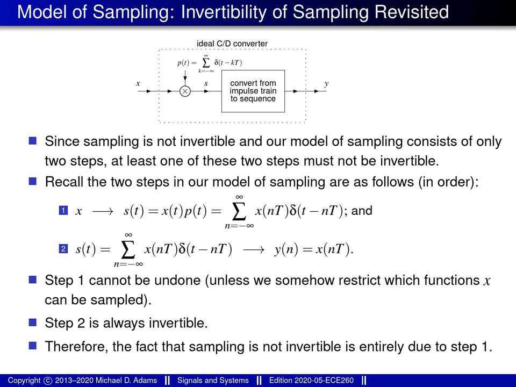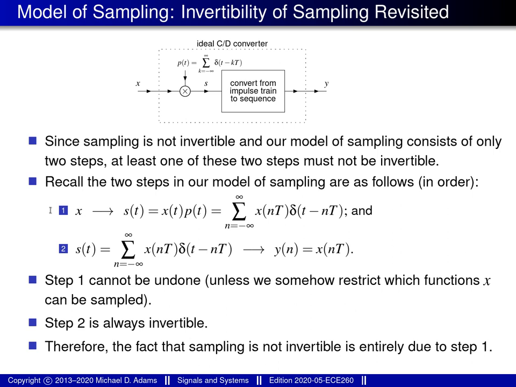In our analysis of sampling, one of our goals is to better understand what causes information loss when sampling is performed. In other words, what causes sampling to fail to be invertible. Our model of sampling consists of only two steps. Since the overall process of sampling is known not to be invertible, this implies that at least one of these two steps must not be invertible. So let's consider more carefully each of these steps to see if they pose any problems with respect to invertibility.